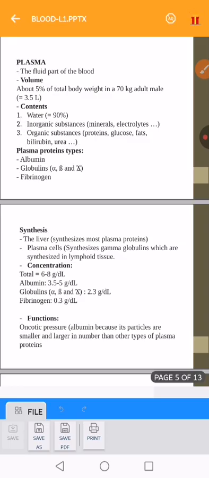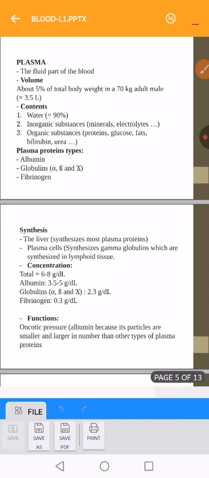Okay, so the total concentration of the plasma protein is 6 to 8 grams per deciliter. The albumin is 3.5 to 5. That means most of the plasma protein is albumin. And the globulin is 2.3 grams per deciliter, and fibrinogen is the least plasma protein, 0.3 grams per deciliter.